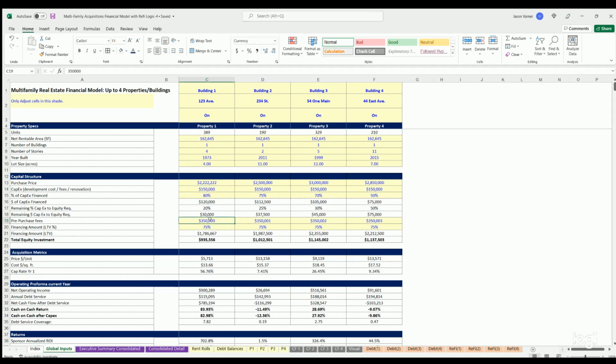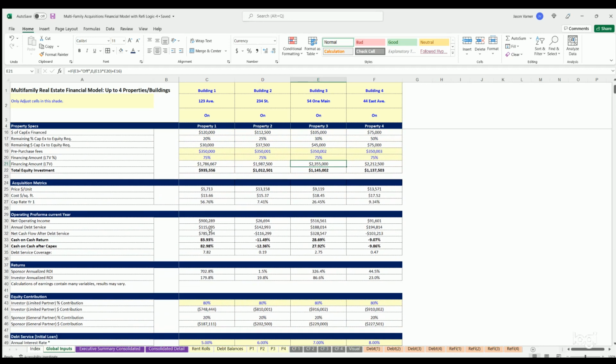Then you have any pre-purchase fees, and then the financing loan to value, and then the amount financed, and then finally the equity required. So this is the actual cash that needs to be invested in the property, and this will be for each one based on the different assumptions up here. And the financed amount here will go into the first loan, which can be interest only for some amount of months, and then you can also have a refi after some time.